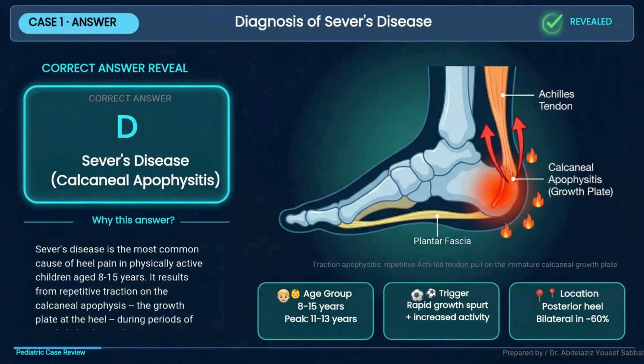The correct answer is Option D: Sever's disease, also called calcaneal apophysitis. Sever's disease is the most common cause of heel pain in physically active children aged 8 to 15 years. It results from repetitive traction on the calcaneal apophysis, which is the growth plate at the heel, during periods of rapid skeletal growth. The age group is 8 to 15 years with a peak at 11 to 13 years. The trigger is a rapid growth spurt combined with increased physical activity, and the location is the posterior heel, which is bilateral in approximately 60% of cases. The Achilles tendon pulls repeatedly on the immature calcaneal growth plate, generating microtrauma and inflammation.